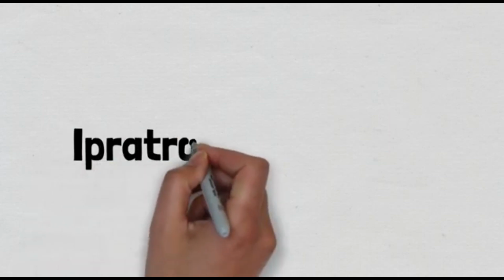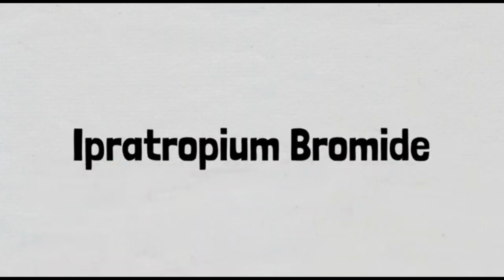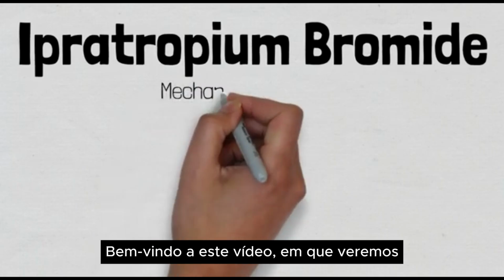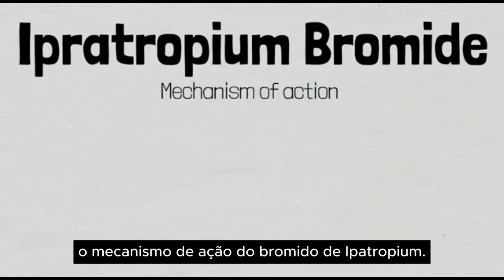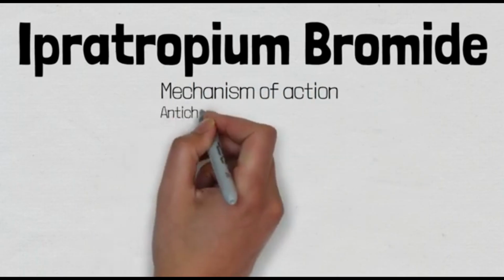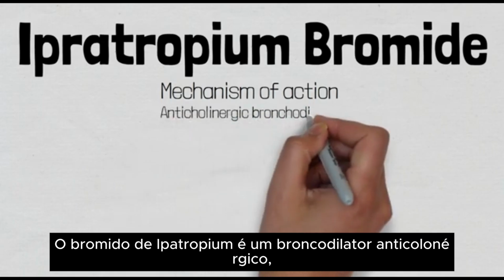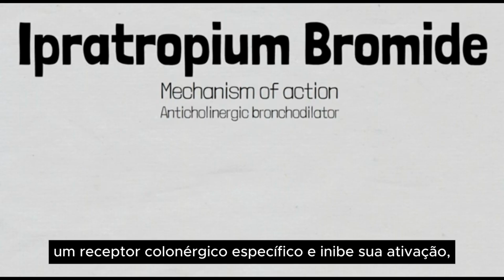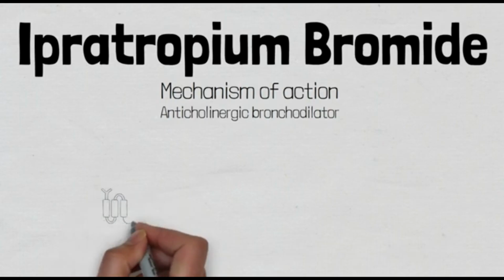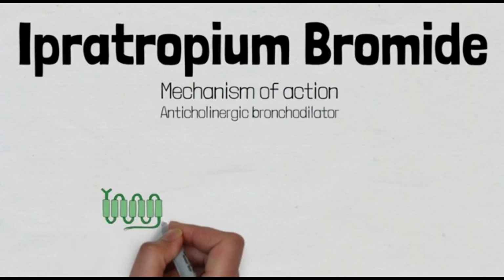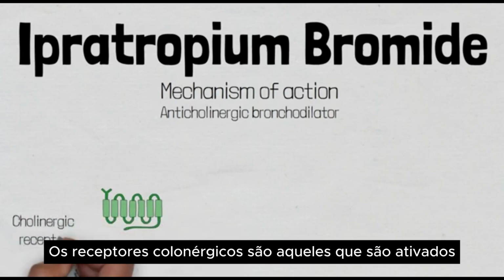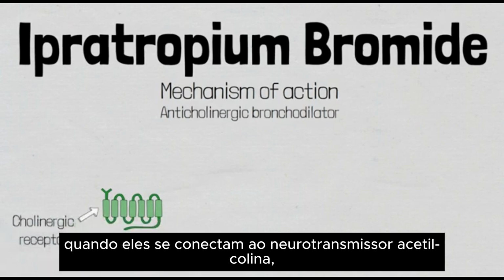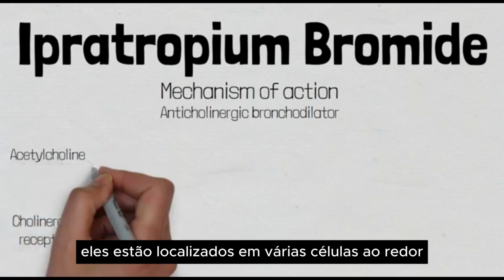Welcome to this video, where we will be looking at the mechanism of action of ipratropium bromide. Ipratropium bromide is an anticholinergic bronchodilator, meaning it binds to a specific type of cholinergic receptor and inhibits its activation, leading to bronchodilation. Cholinergic receptors are those that are activated when they bind the neurotransmitter acetylcholine. They are located on various cells throughout the body and are part of the parasympathetic nervous system.